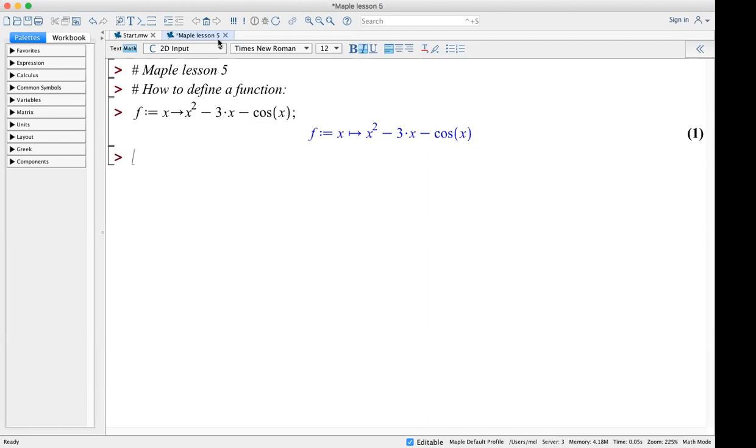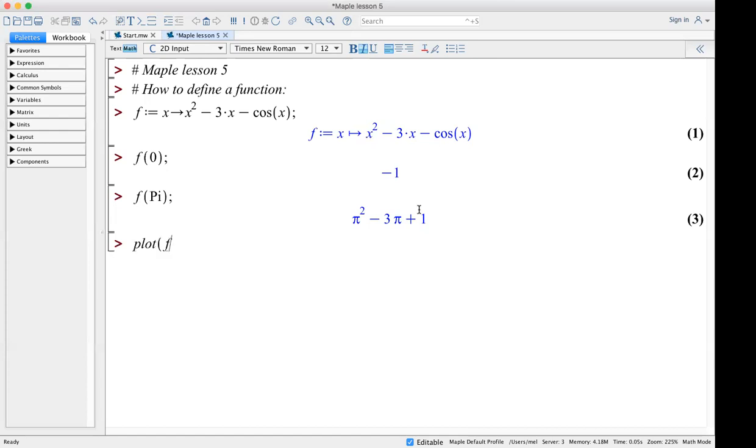So for example, we know if we plug in x equal to 0, we should get 0 minus 0, cosine 0 is minus 1. F evaluated at 0 is minus 1. F evaluated at pi, if pi is the number 3.14 and so on, it must be spelled with a capital P in Maple. We get pi squared minus 3 pi minus the cosine of pi. Cosine of pi is minus 1. So minus 1 makes plus 1.